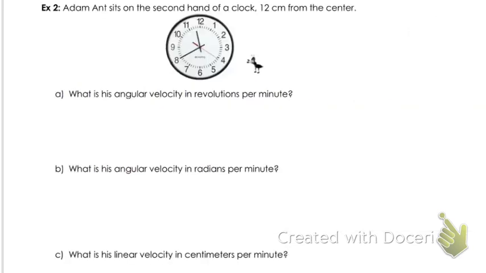All right, the first problem we're going to do is example 2, and that is Adam the ant sitting on the second hand of a clock, 12 centimeters from the center. Like I said before, when we read these questions, I'm looking to see if they give us a diameter or a radius. Right off the bat, it says it's 12 centimeters from the center. So Adam the ant sits on the second hand of a clock, 12 centimeters away from our center. If you're 12 centimeters away from a center, you are talking about your radius. A radius is the distance to the center.